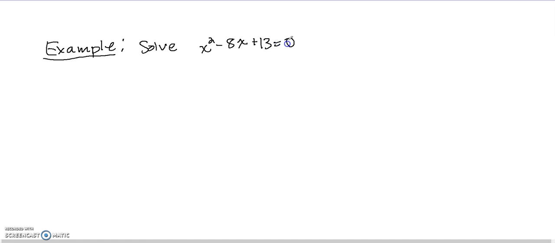Okay, so let's look at an example. Let's say we want to solve x squared minus 8x plus 13 equals 0. Well, the first step, and we can even say by completing the square, let's say.